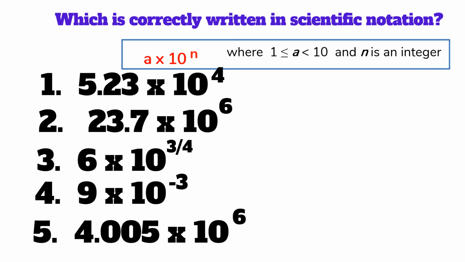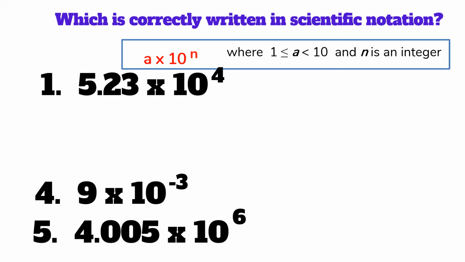Number 5, 4.005 times 10 raised to 6. Is it correctly written in scientific notation? Very good. So this is correctly written in scientific notation. So that means number 1, number 4, and number 5 are correctly written in scientific notation.